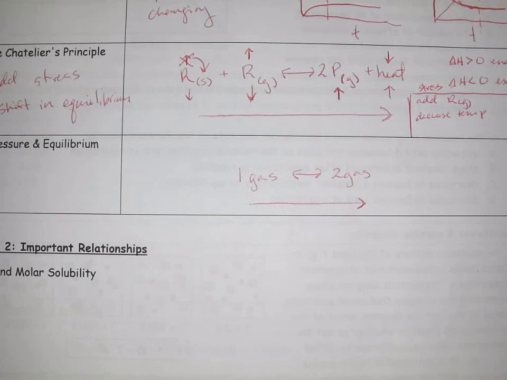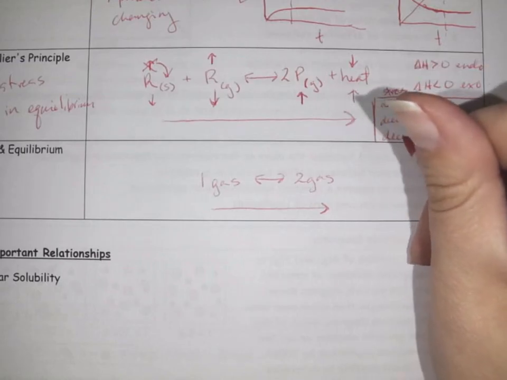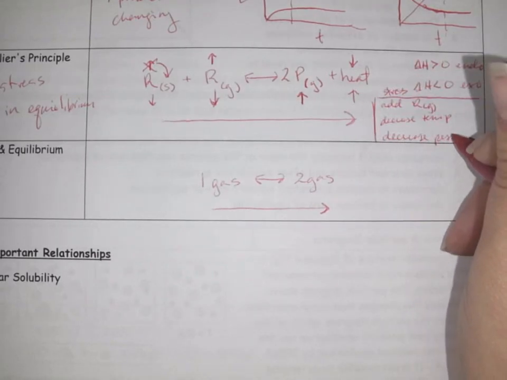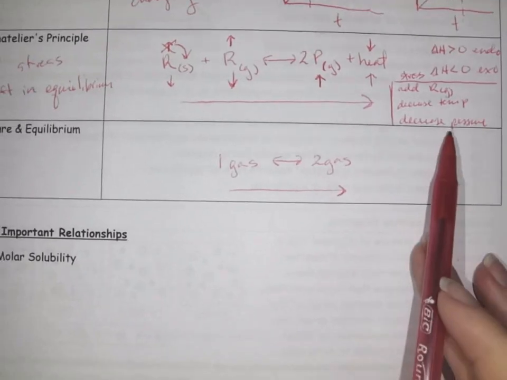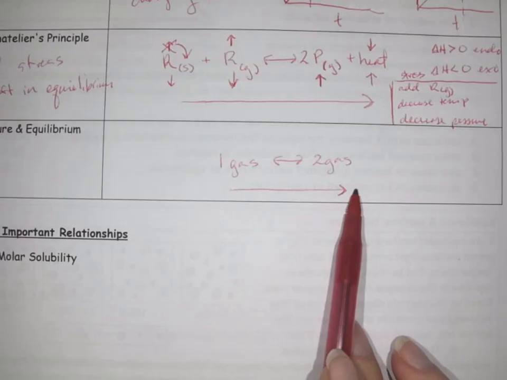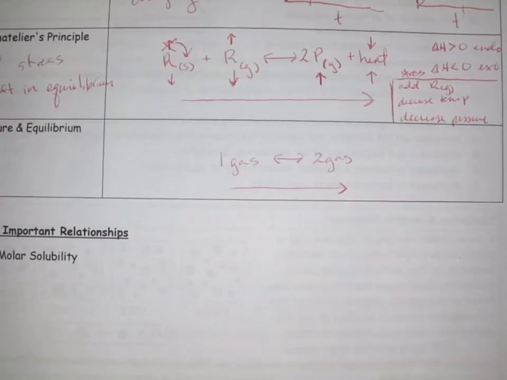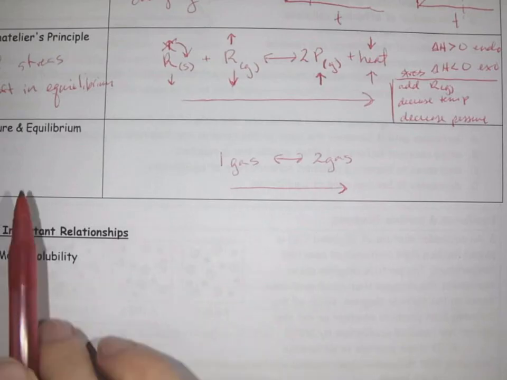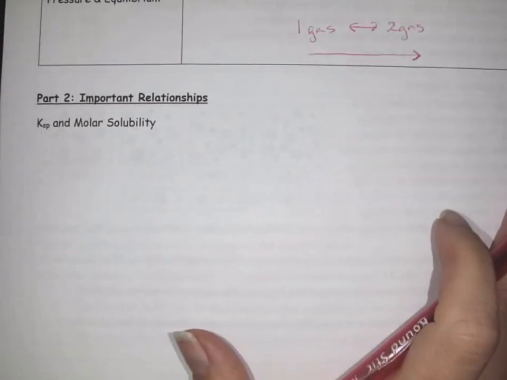But if we want the reaction to respond by increasing the pressure, then another stress we could do is decrease the pressure. And so if we decrease the pressure, the reaction will respond by trying to increase the pressure more, trying to make one gas particle turn into two gas particles. So don't forget that equilibrium is also related to the pressure. Okay.